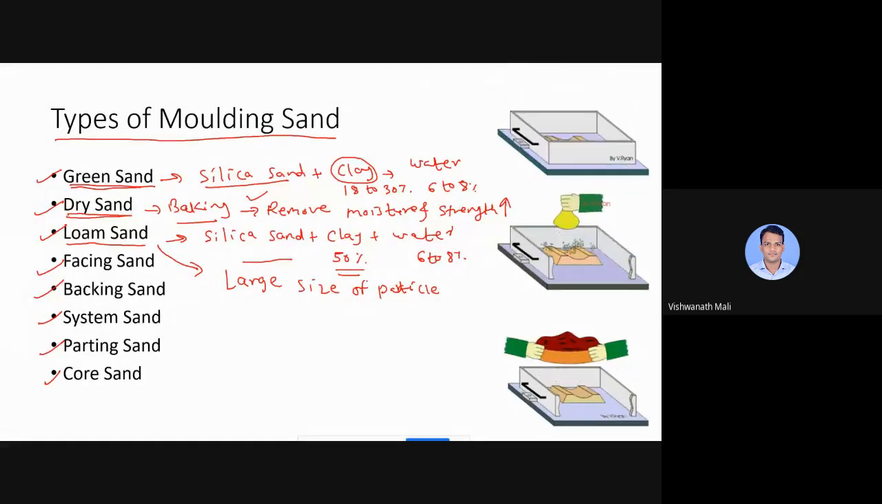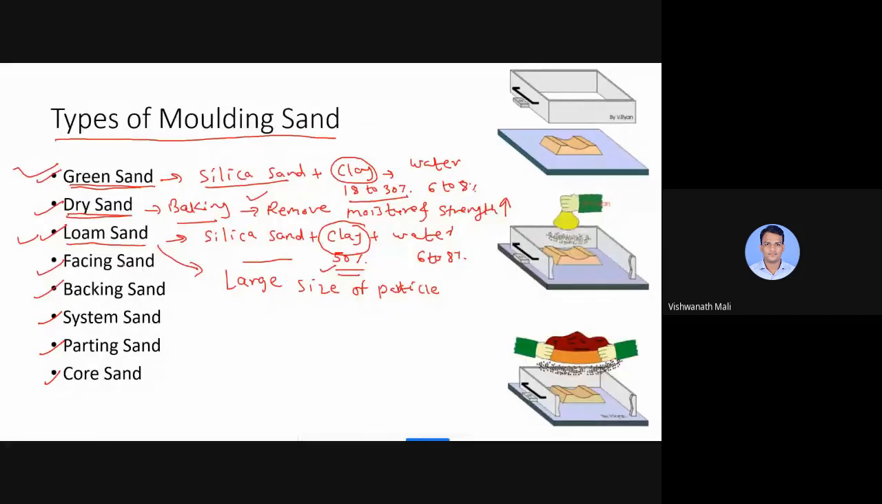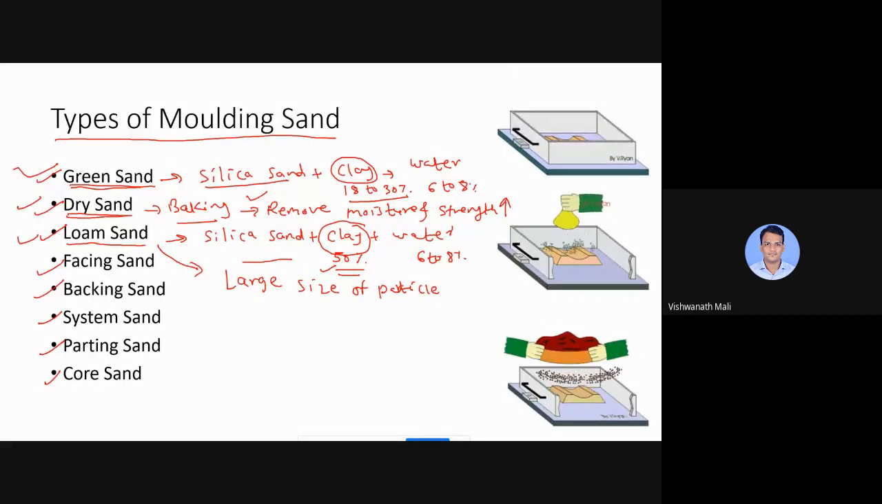When there is a large size of particle, and we are preparing that mold, we require good strength while preparing. It should withstand that mold. So in that case, we go for a large amount of clay. Here you can see 50%. When we use 50% of clay in molding sand, that sand is called loam sand. When clay percentage is 18 to 30%, it is called green sand. And whenever we heat green sand or loam sand, that becomes dry sand. So these are the three basic sands: green sand, dry sand, loam sand.